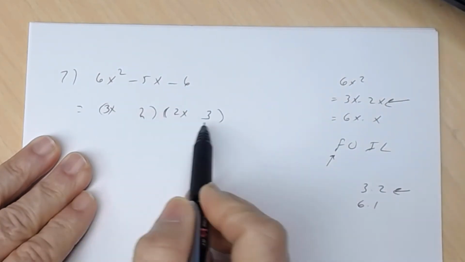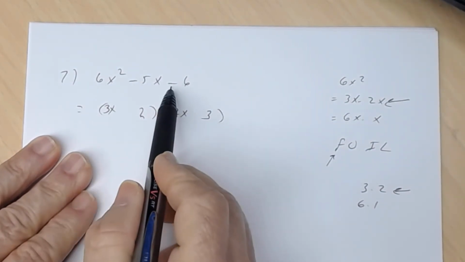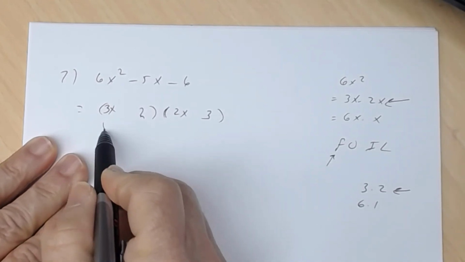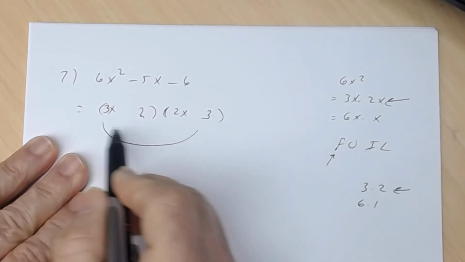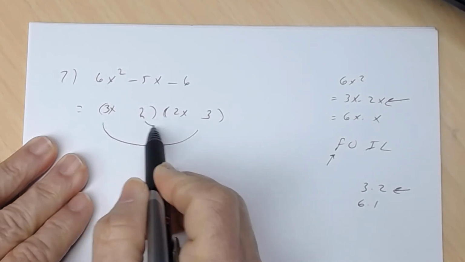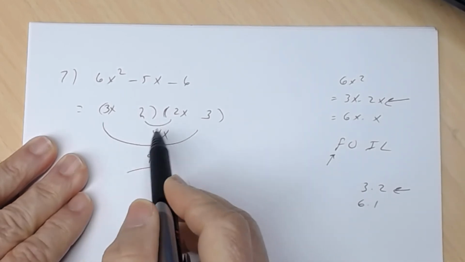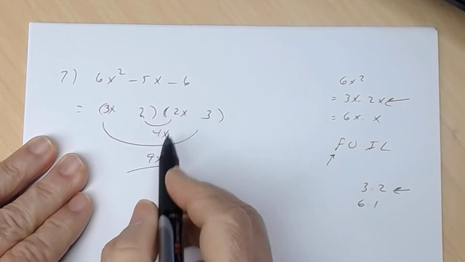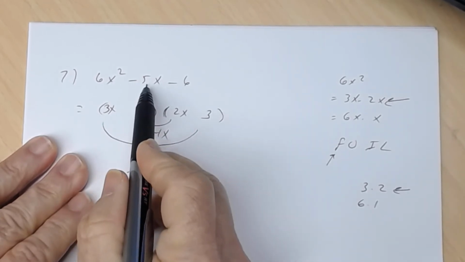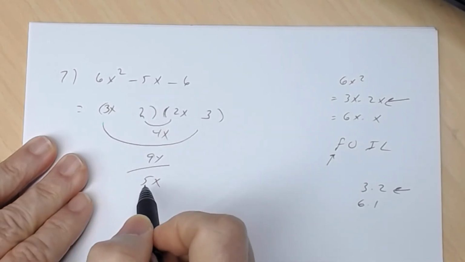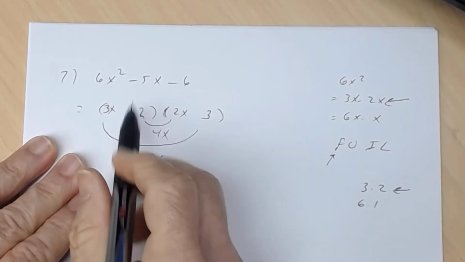All right, now let's see if this works. Remember, the last sign's negative, so that means the signs in here have to be different. So we have the outer is 9x, the inner is 4x, and I'm subtracting because the signs are going to be different. So when I subtract those, I get 5x, which is what you want. But I want a negative 5x. So to get a negative 5x, the larger of these has to get the negative sign.